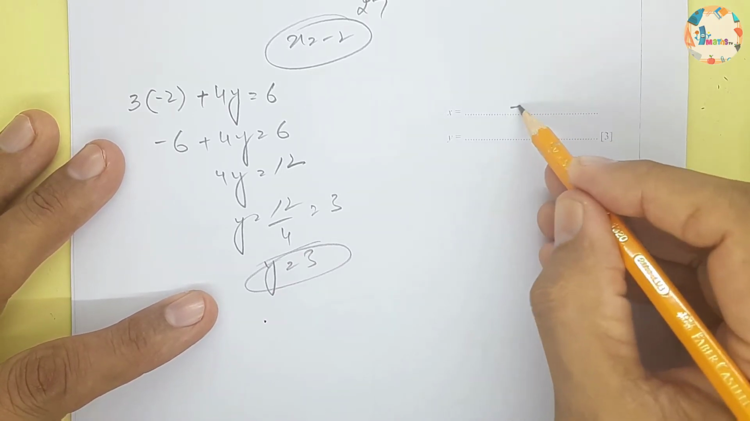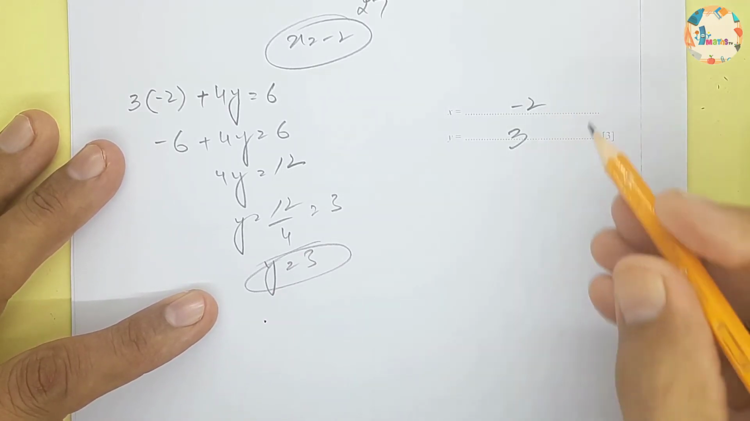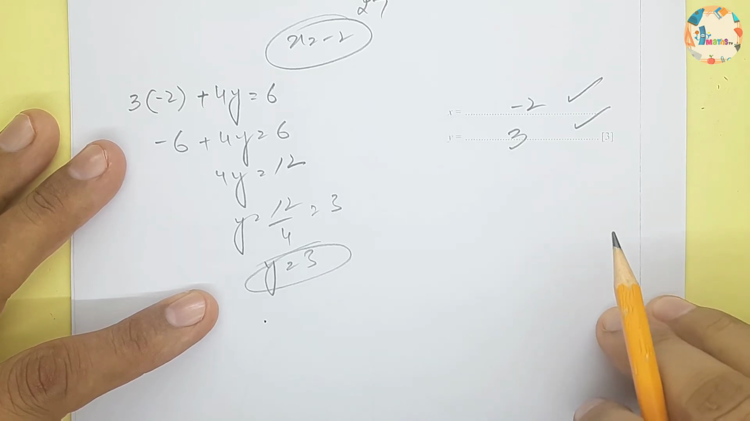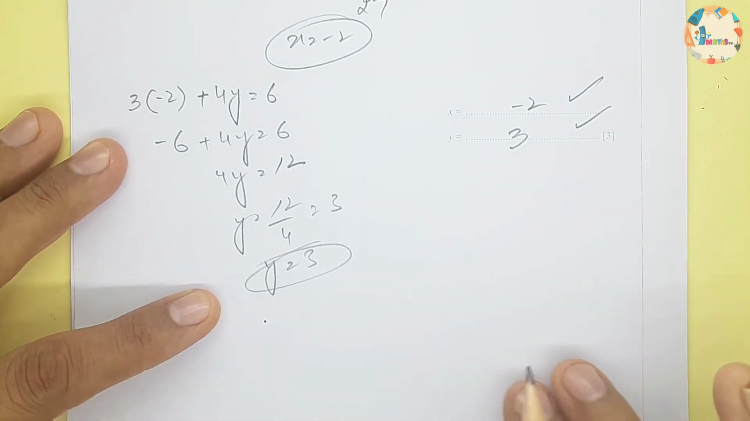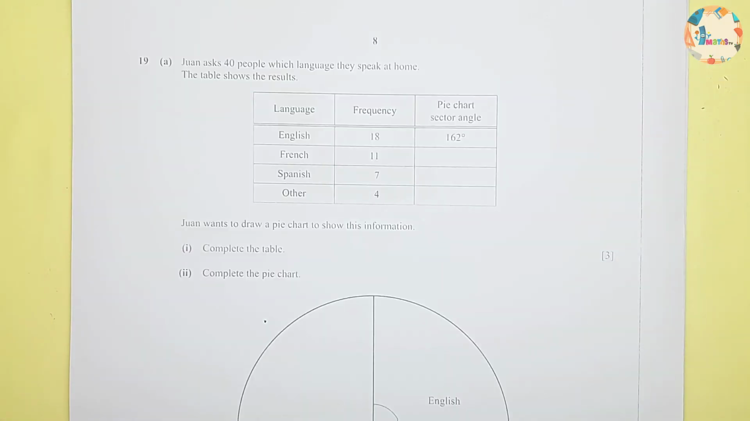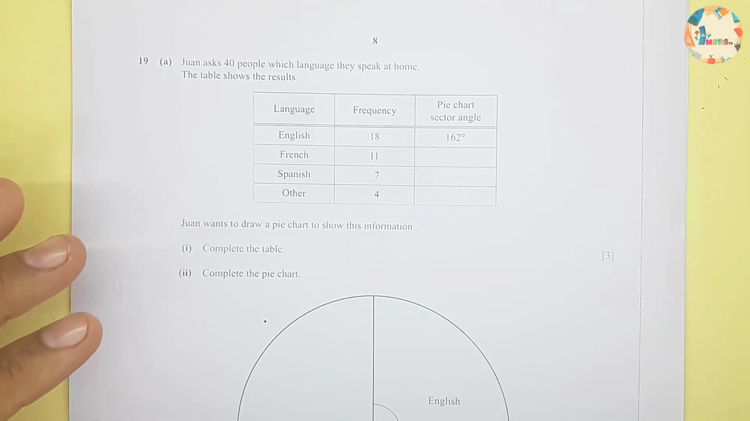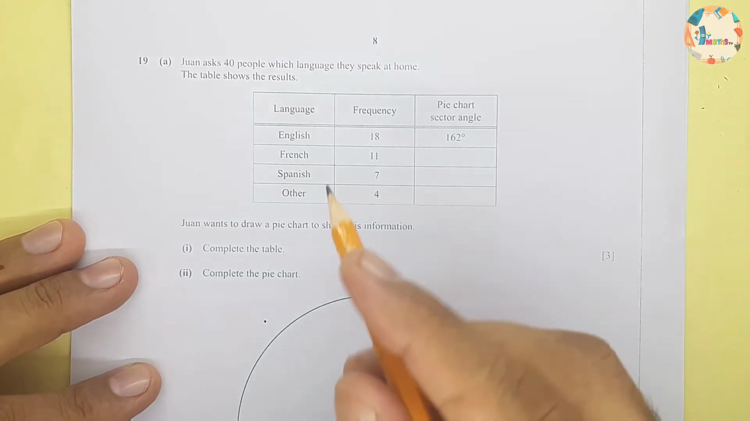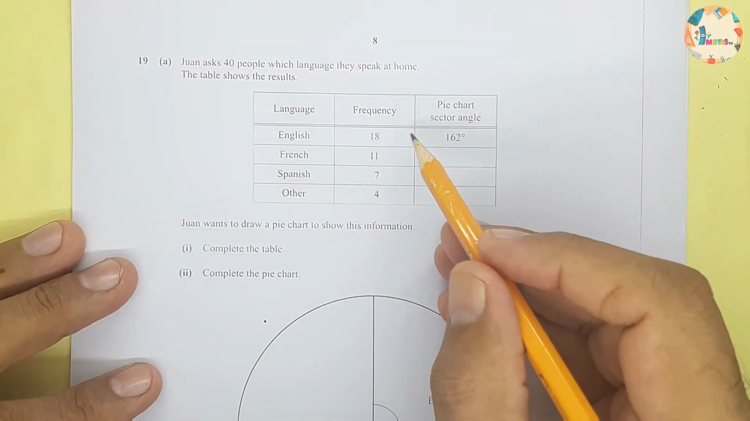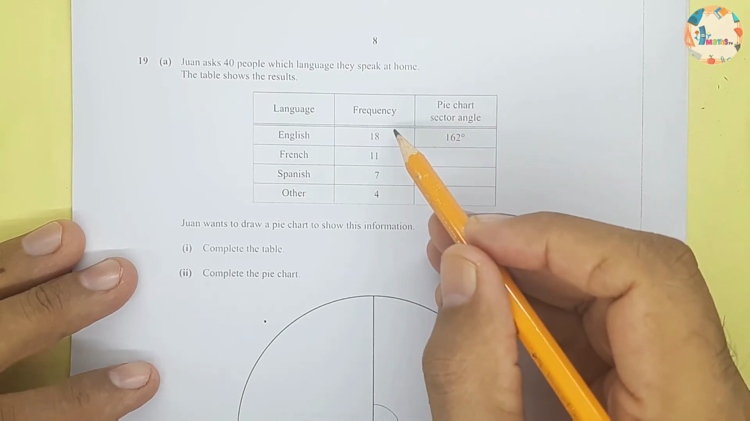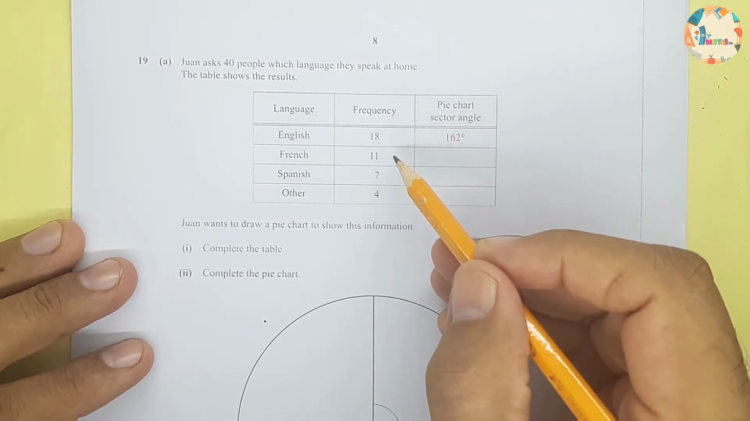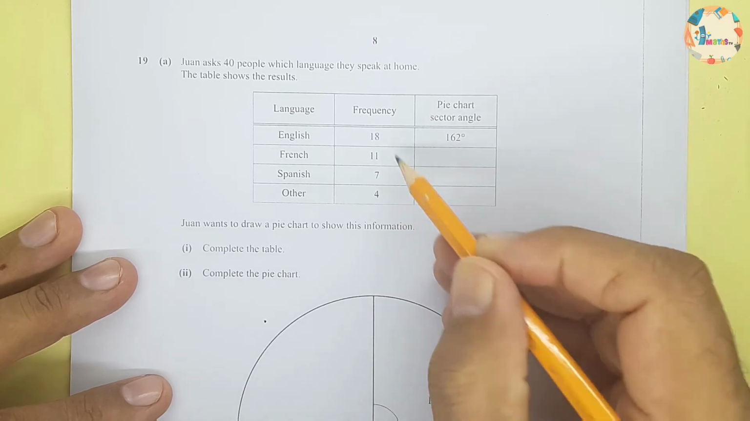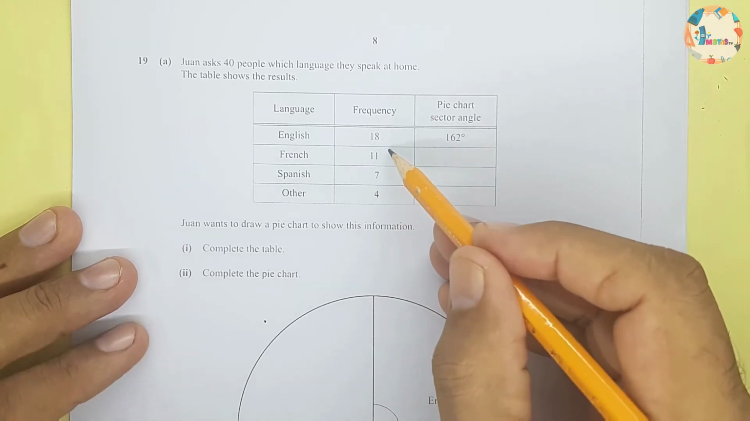So we can write here minus 2 and 3. These will be two answers for this question. Now question number 19 is pie chart. Joan asks 40 people which language they speak at home. The table shows the results. English is 18, French 11, Spanish 7, basically frequency, not percent.